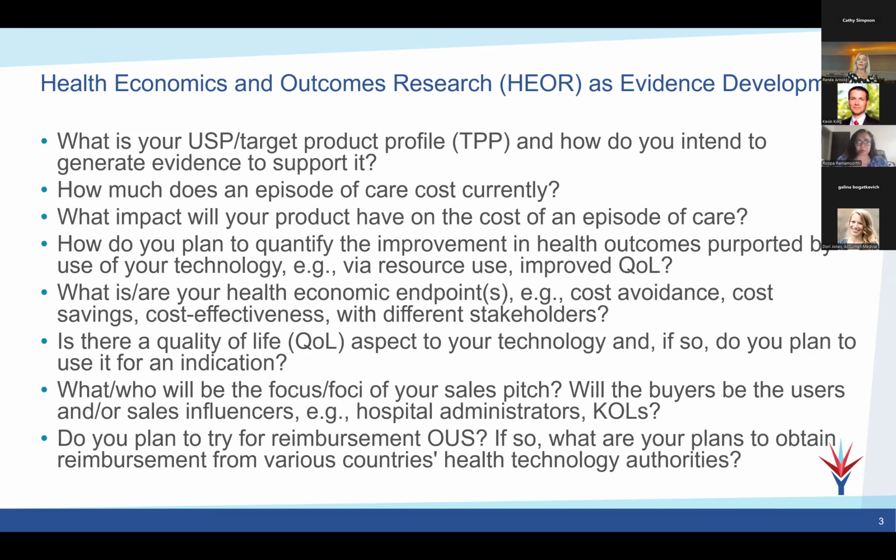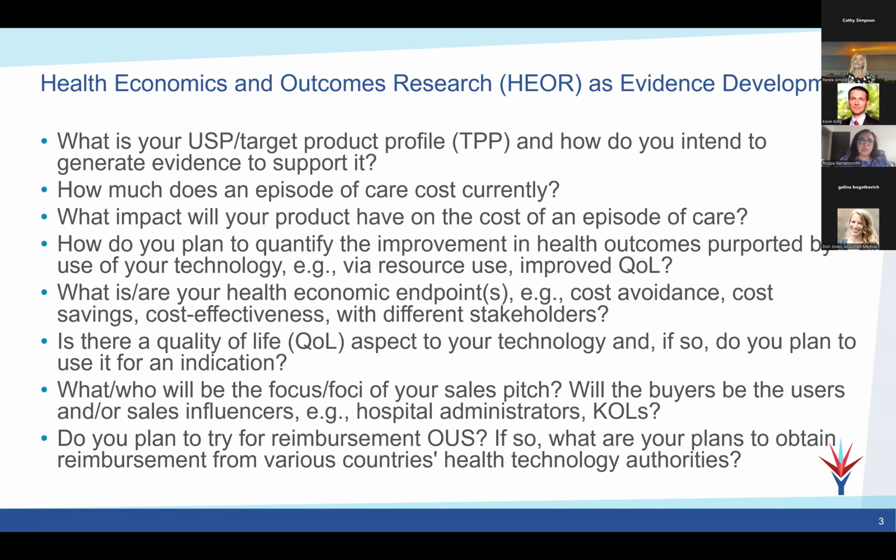Who or what will be the focus of your sales pitch? Will the buyers be the actual users? Hospital administrators? Will there be key opinion leaders involved? I urge you to get KOLs, key opinion leaders, involved very early to support your technology, to help you determine what should be your target product profile. Your TPP is basically your wish list. How do you want people to view your technology, and what attributes do you expect your technology to have?